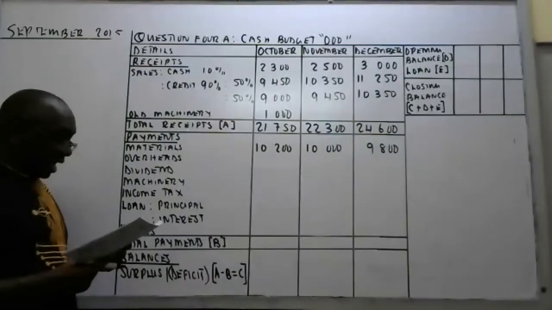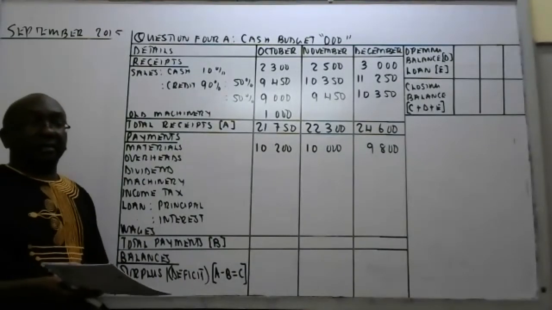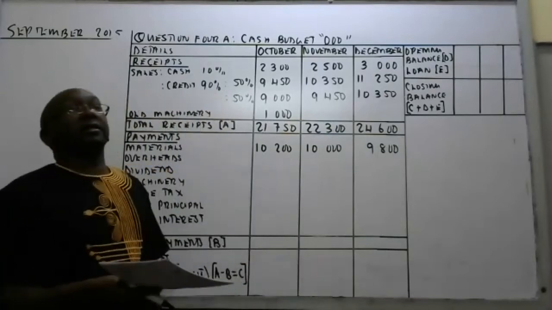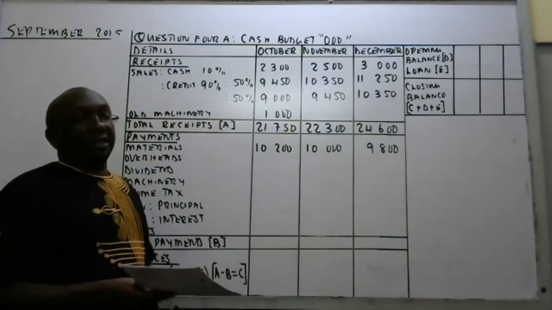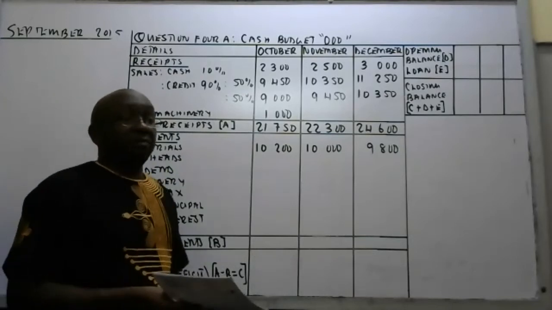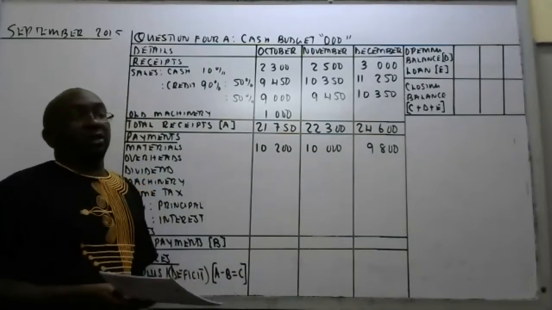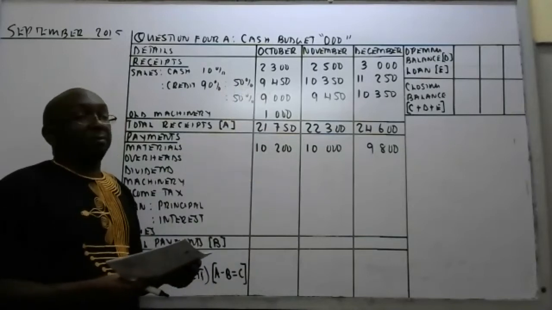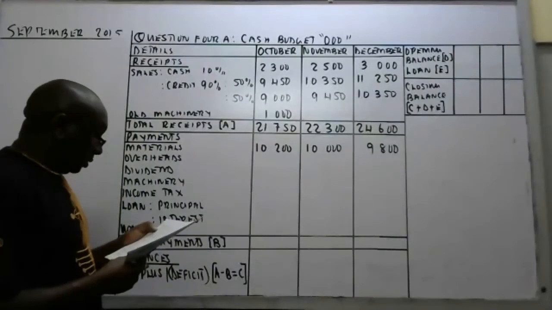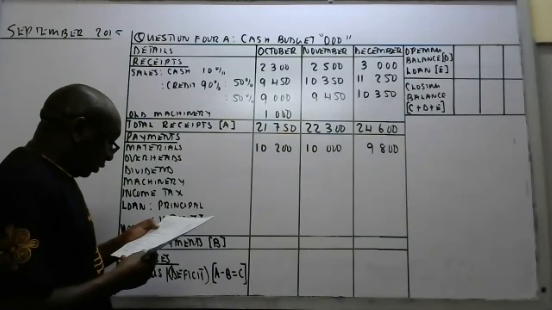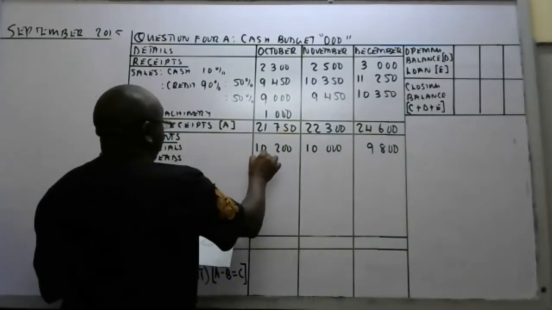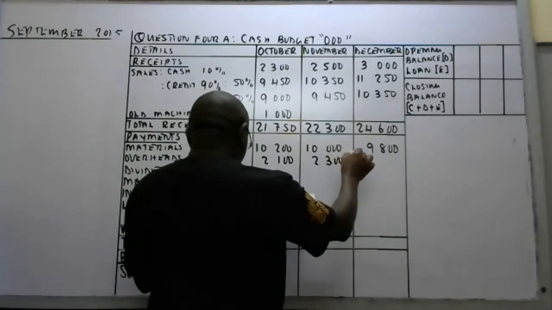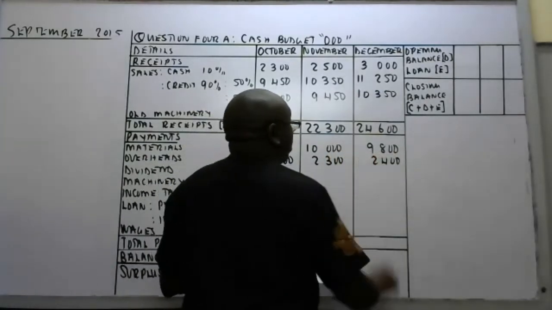For the overheads, we are told they are payable 1 month in arrears. When you pay 1 month in arrears, it means the credit period has expired. And now that they have not mentioned what the credit period was, you take that you are supposed to pay immediately that month. Now that you do not pay that month, we are supposed to pay the following month. So in October, we shall be paying overheads for September. So go to September, overheads were 2,100. Then 2,300. And then 2,400.